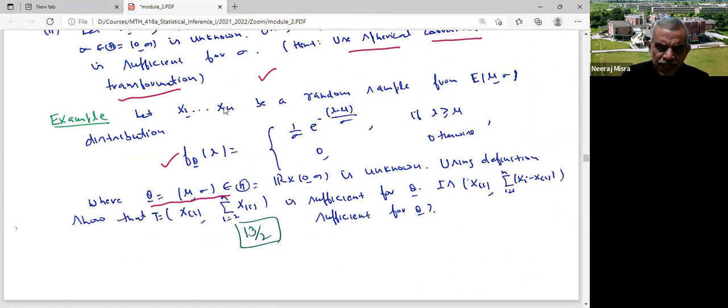Now, one can use the factorization theorem, because if one considers the joint PDF of x1, x2, ..., xn, what will it turn out to be? Product i equal to 1 to n of all this. So that is 1 by sigma to the power n, e to the power minus summation xi by sigma, and then e to the power n mu by sigma, provided each xi is greater than or equal to mu. Each xi is greater than or equal to mu, that means the minimum x(1) is greater than or equal to mu.